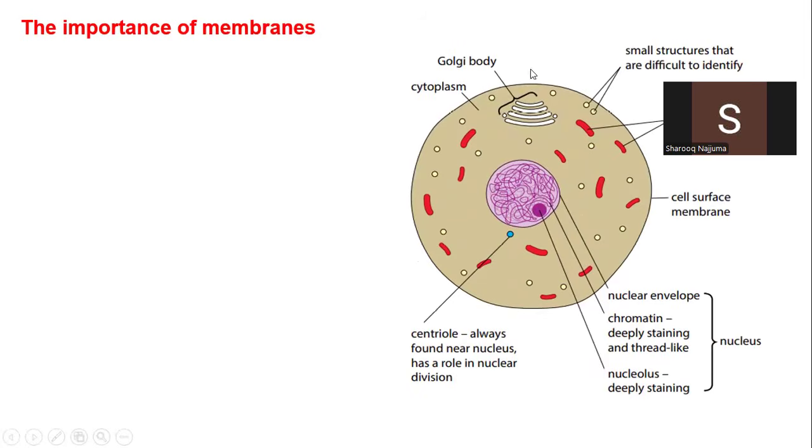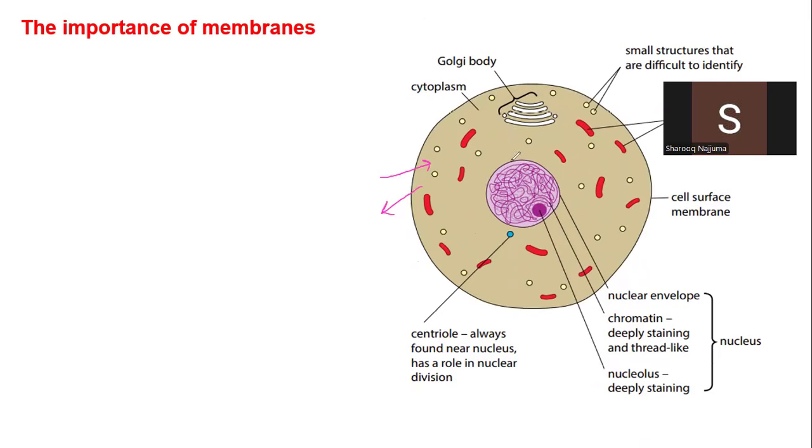Now, when we looked at the structure of a cell, we saw that every cell has a membrane surrounding it. Every cell has a cell surface membrane, which is partially permeable. So today we are going to learn why the cell surface membrane is partially permeable. We also learned that the cell surface membrane controls movement in and out of a cell. It determines what enters and what leaves the cell.